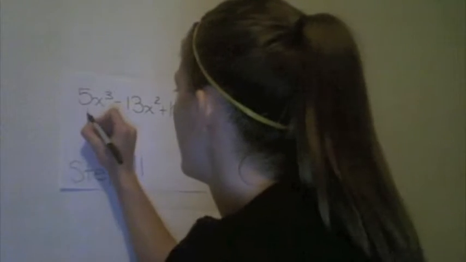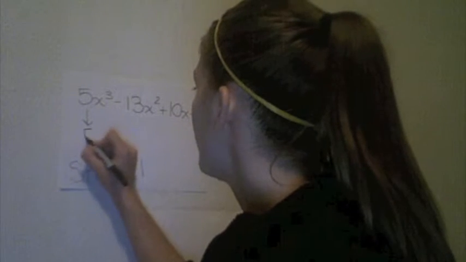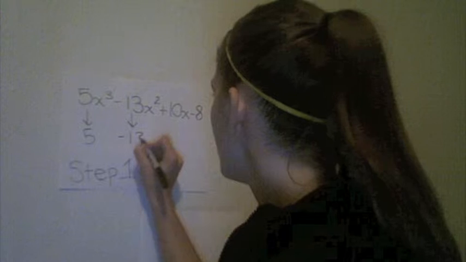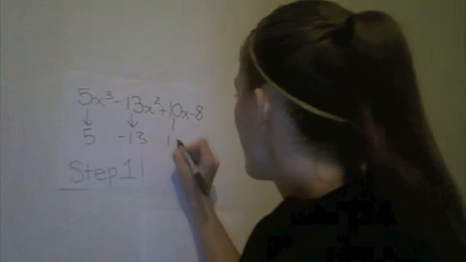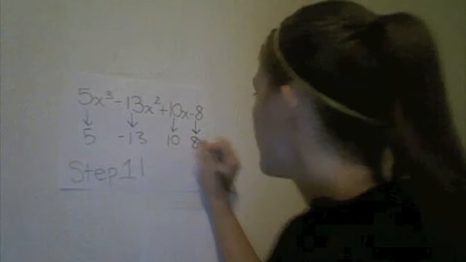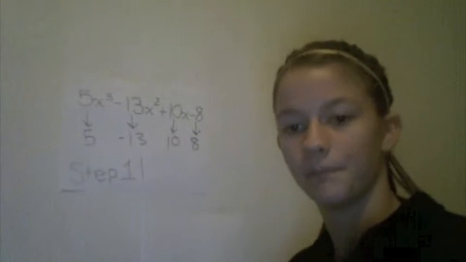To simplify using synthetic division, the first step you have to do is write the terms of the dividend so that the degrees of the terms are in descending order. Then write just the coefficients. So you bring down the 5, the negative 13, the 10, and the negative 8. And that's your first step.